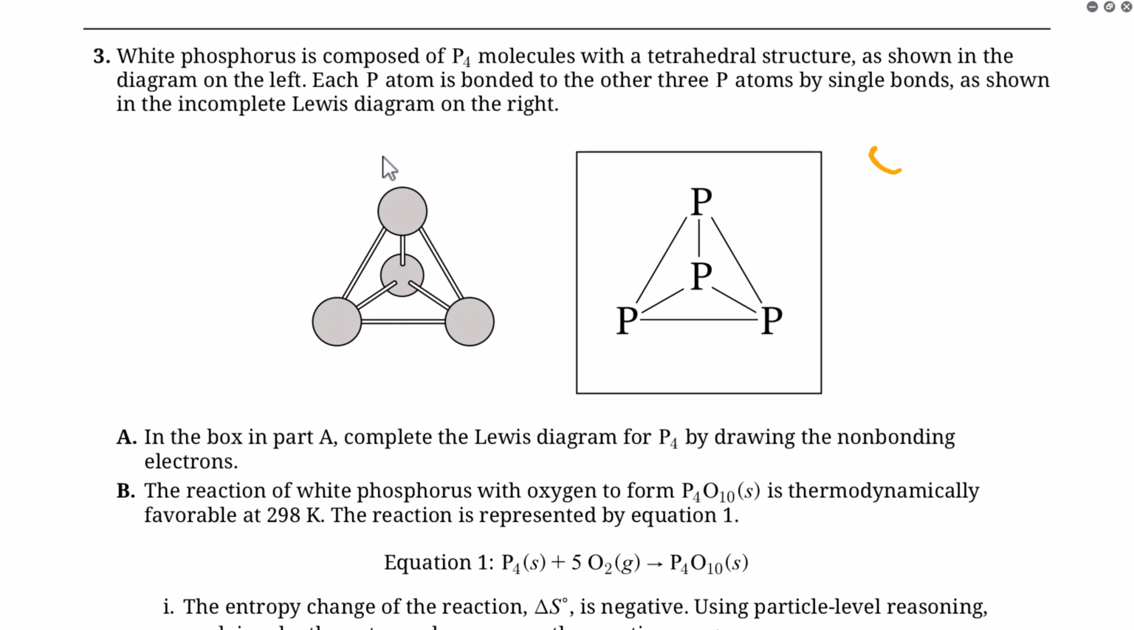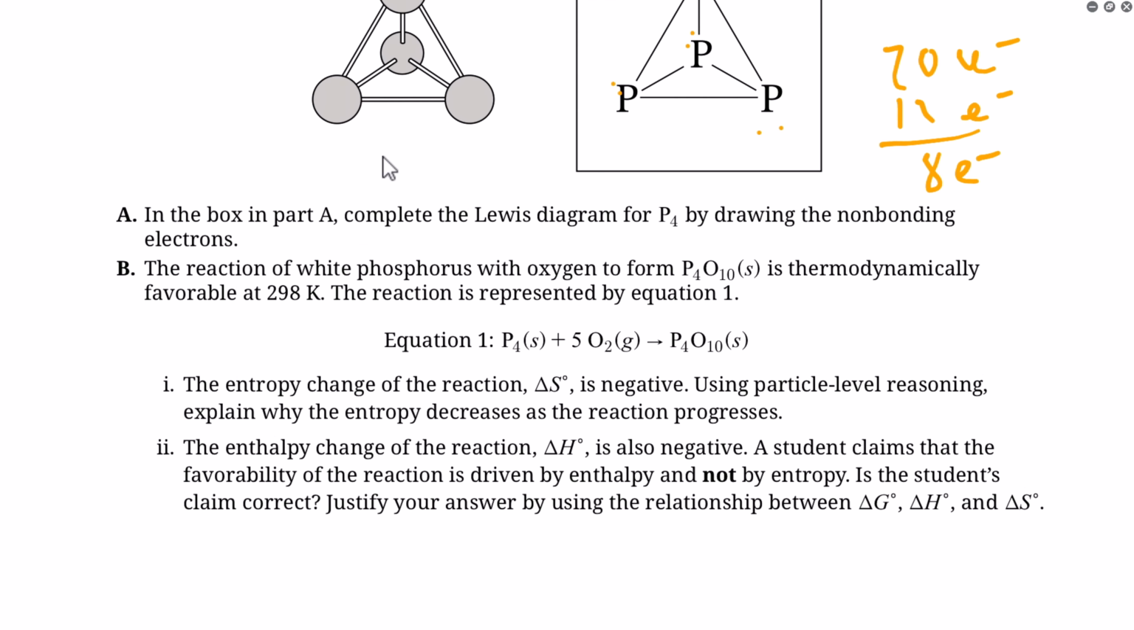We have 4 atoms of phosphorus. Each phosphorus brings 5 valence electrons to the party, so there are 20 total valence electrons to play with. If we count each bond as a pair, that's 2, 4, 6, 8, 10, 12. So that tells me that 12 electrons are already taken by the bonds that are here, and we're left with 8. Since there are 4 phosphoruses, each one is going to get a lone pair of electrons. Cool. That's pretty straightforward. Let's see what we got for part B.